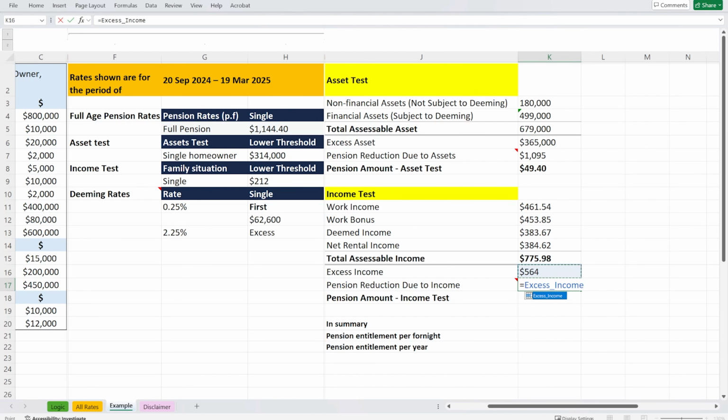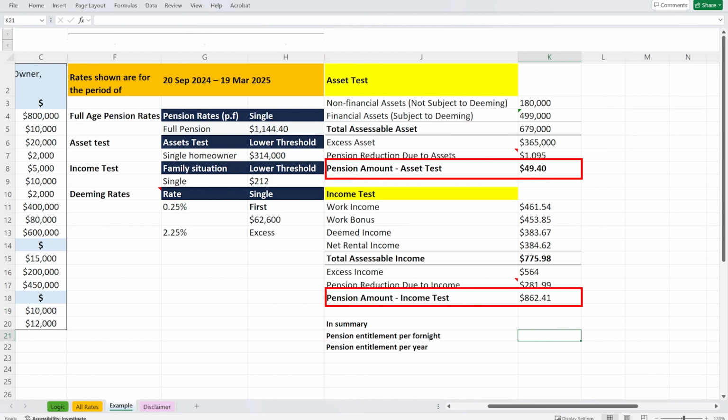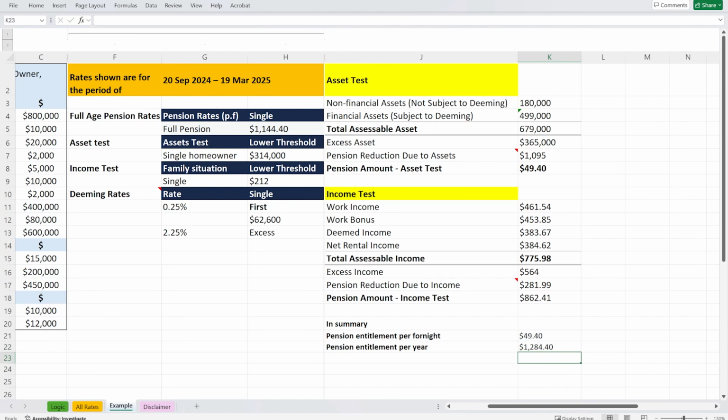For every $1 of excess income, the pension is reduced by 50 cents, resulting in a reduction of $282. John's pension entitlement from the income test is the full pension minus the reduction, which equals $862.41 per fortnight. For John, the asset test produced a lower amount, so this will determine his age pension. This means that if John wants to improve his age pension entitlement, he should focus on strategies to reduce his assessable assets rather than reducing his assessable income.